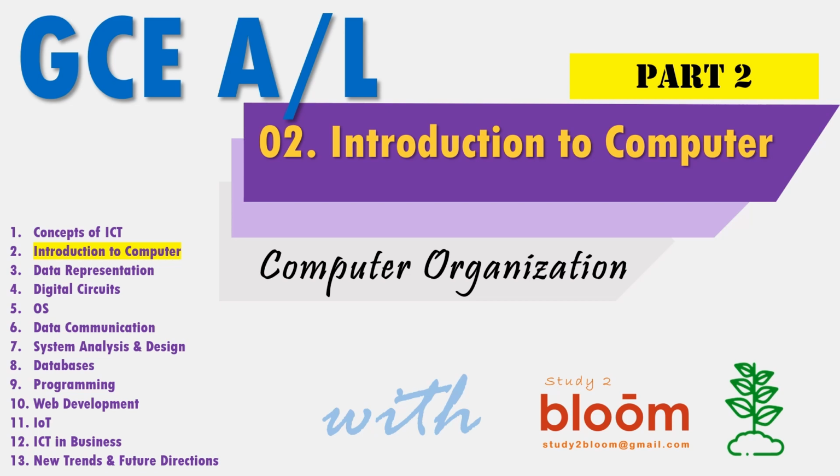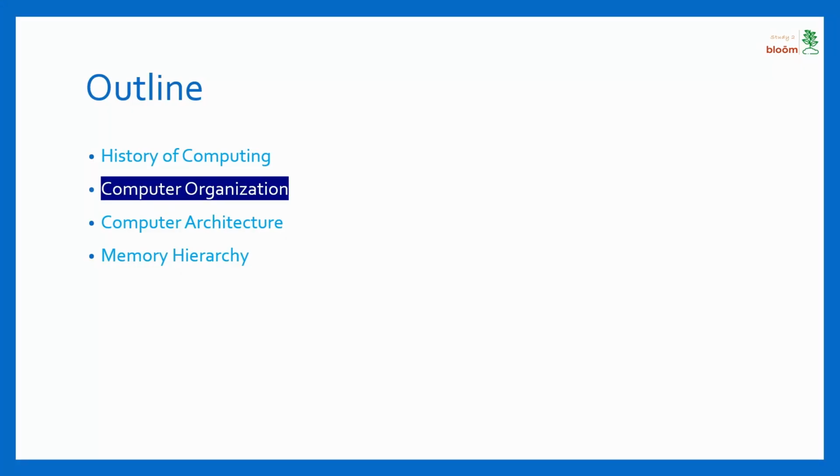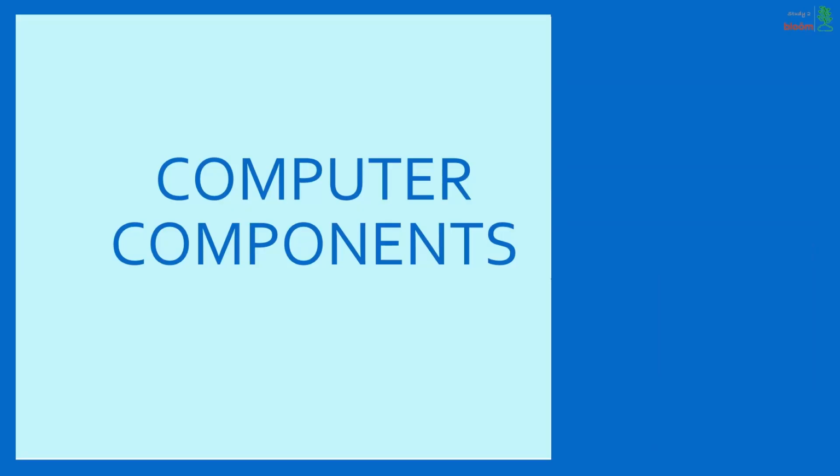Today our focus will be on computer organization. As you know, the lesson has four main parts: history of computing, computer organization, computer architecture, and memory hierarchy. In today's video, we'll focus on computer organization. First, let's see what the computer components are.